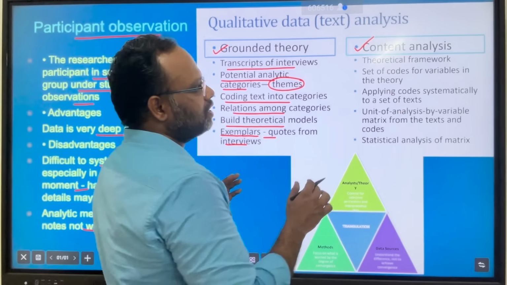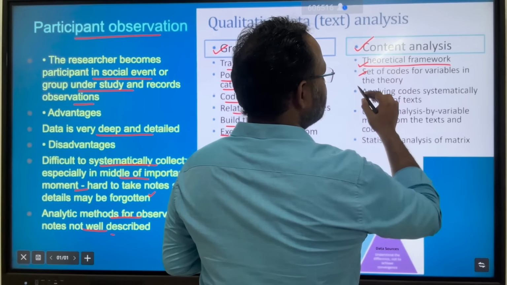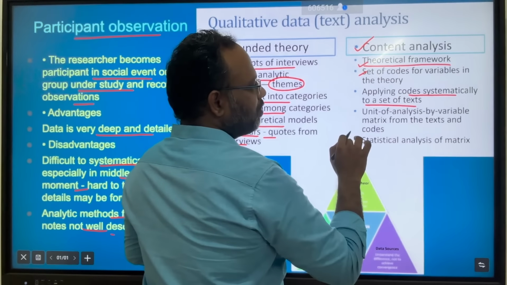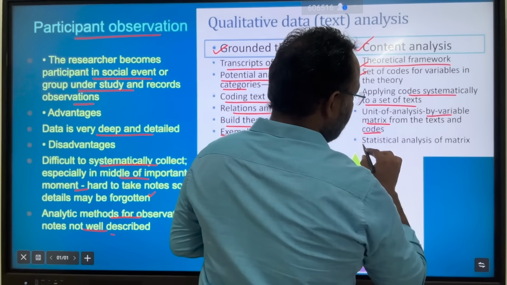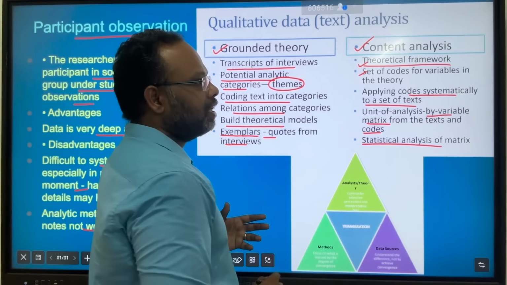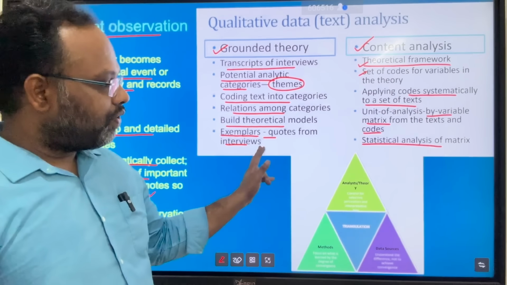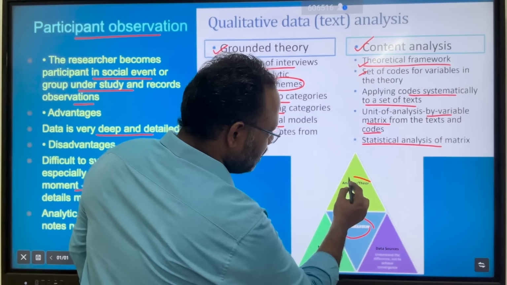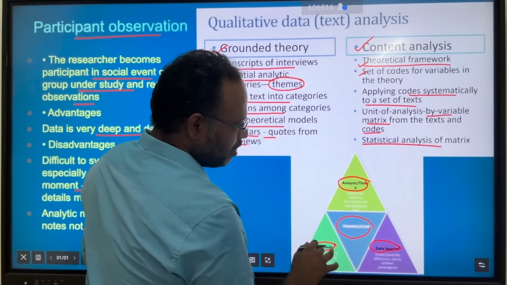Under content analysis, we have a theoretical framework. We have a set of codes for variables in the theory, applying codes systematically to a set of text, the unit of analysis, giving a variable matrix from the texts and codes. The statistical analysis of the matrix will be done under content analysis, and there are software programs which do this analysis. And here we have an important concept called data triangulation. All your analysts, the theory, methods, and the data source should all provide the same sort of information.